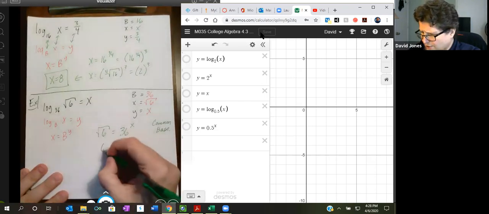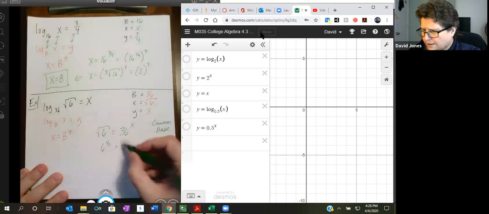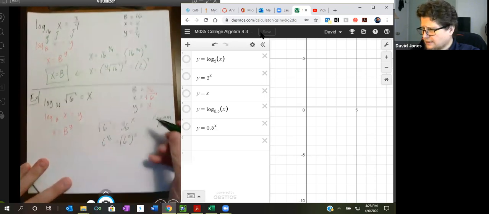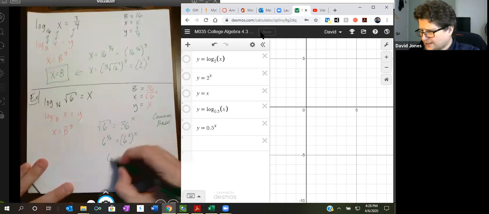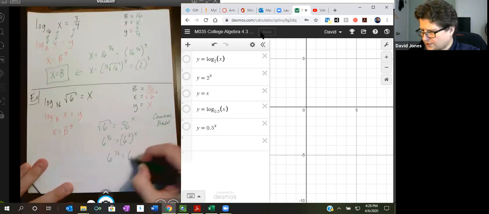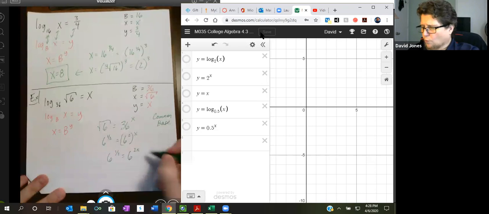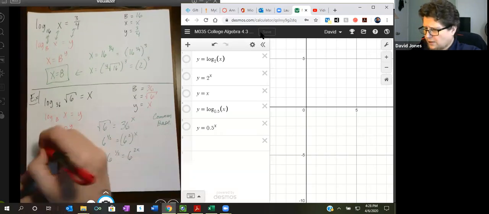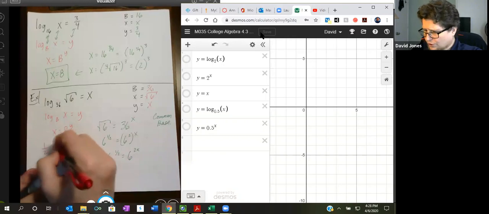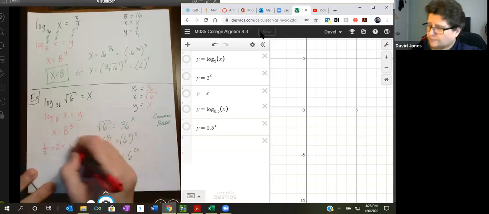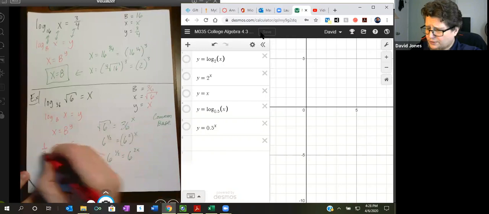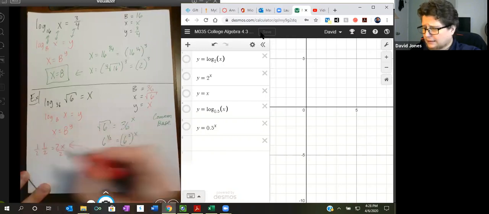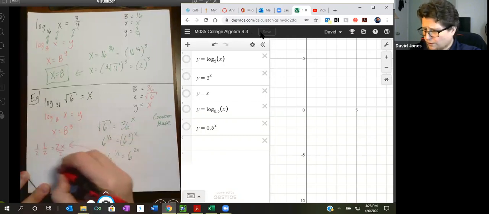This is 6 to the 1/2. 36 is 6 squared. So I have 6 to the 1/2 equals 6 to the 2x. Once we've done that, we can equate the exponents. 1/2 has to equal 2x. Divide by 2, or multiply by 1/2, and we get x equals 1/4.